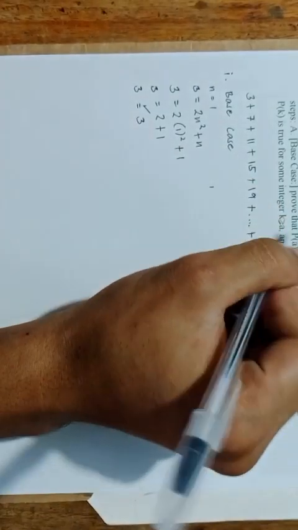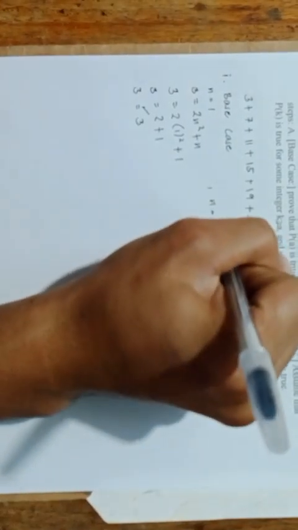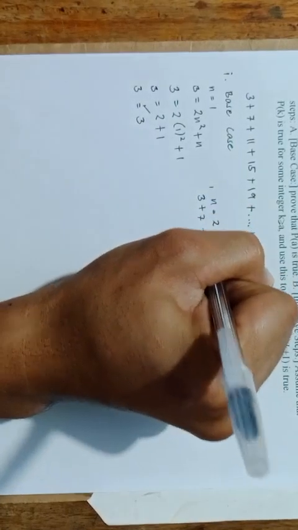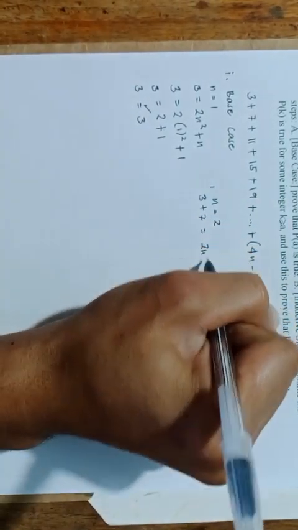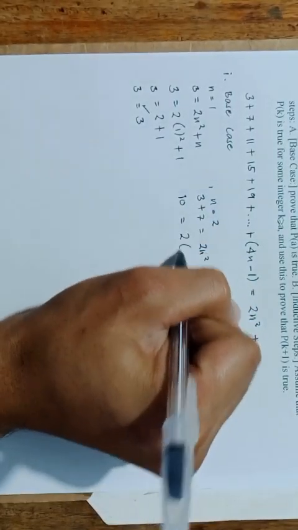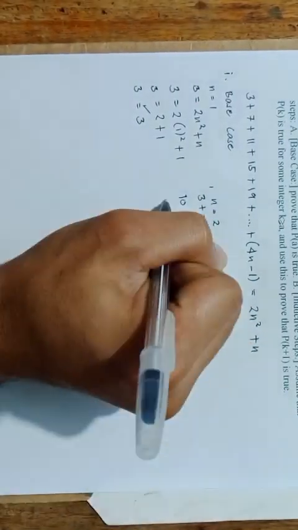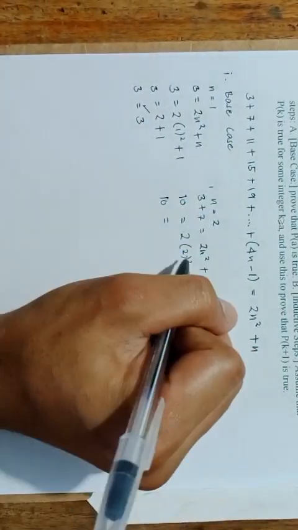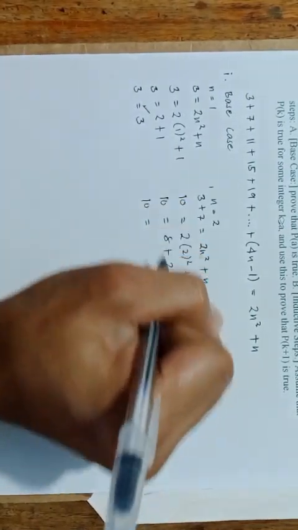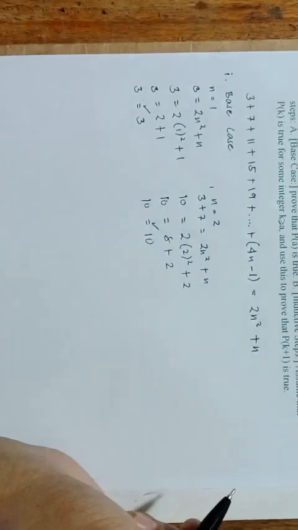Now let's take the second term, where n is equal to 2. For the left side, 3 plus 7 is equal to 2n squared plus n. So 3 plus 7 is 10, which is equal to 2 times 2 squared plus 2. 2 squared is 4, 4 times 2 is 8, 8 plus 2. So 10 is equal to 8 plus 2, which is just 10. So it's true for the second term.